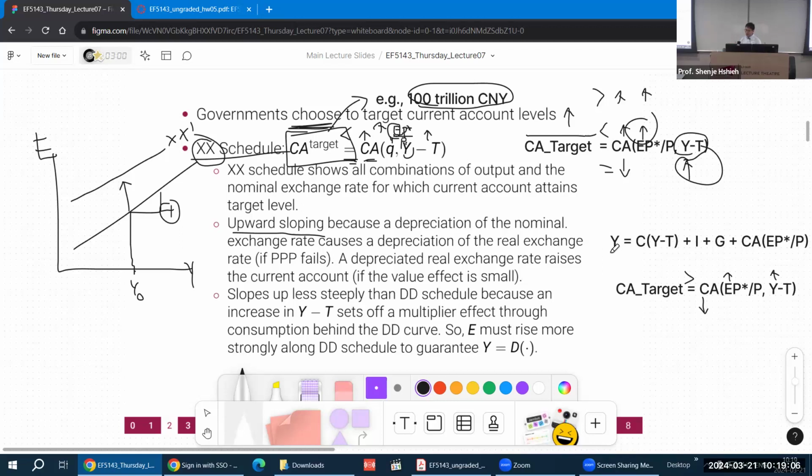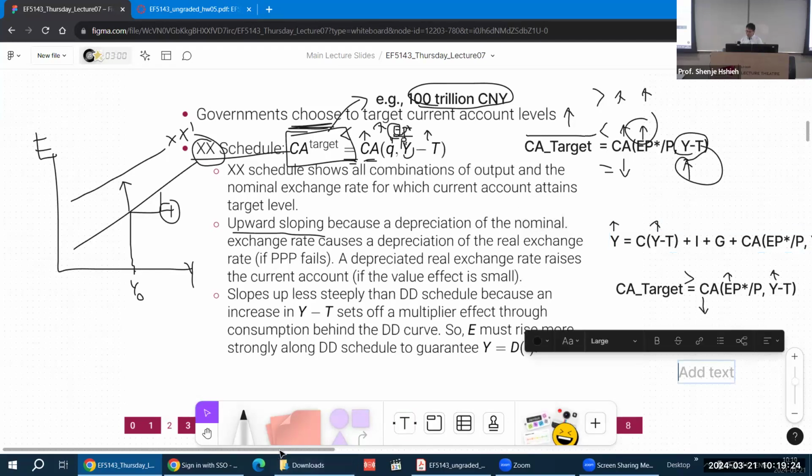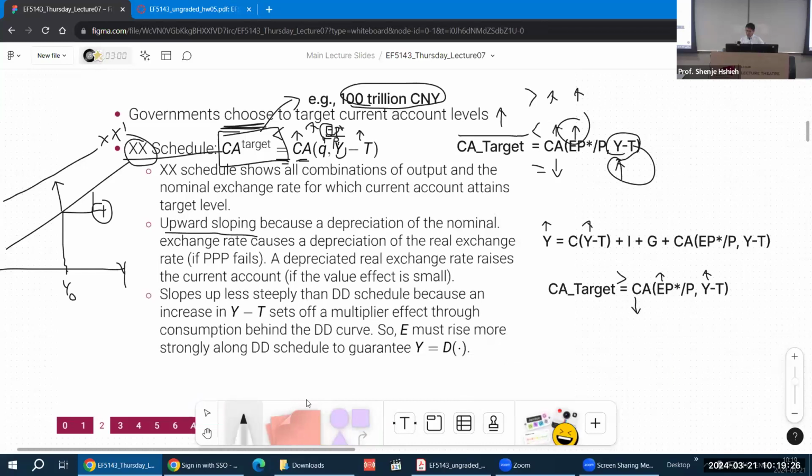Now let's look at this equation here. If we increase Y, Y increases here. Y increases here. And Y increases here. I forgot to write Y minus T, right? So let me move it here. Okay. And Y increases here. It's complicated, right? But I'll try to explain it so that it makes sense.